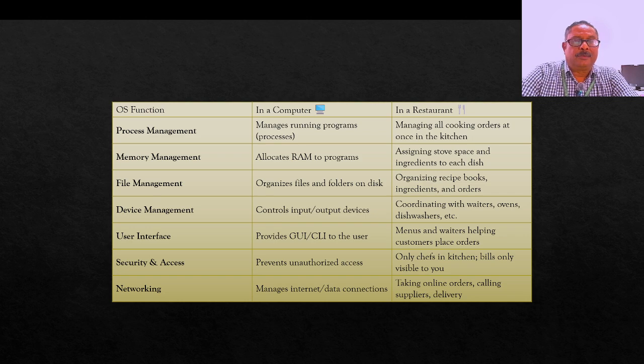And finally, networking management. It manages the internet or the data connections in the computing world. Its equivalent in the restaurant is taking online orders, calling suppliers, deliveries, and all that. So that's some comparison I could make between the operating system of a computing world and the operating system of a restaurant world.